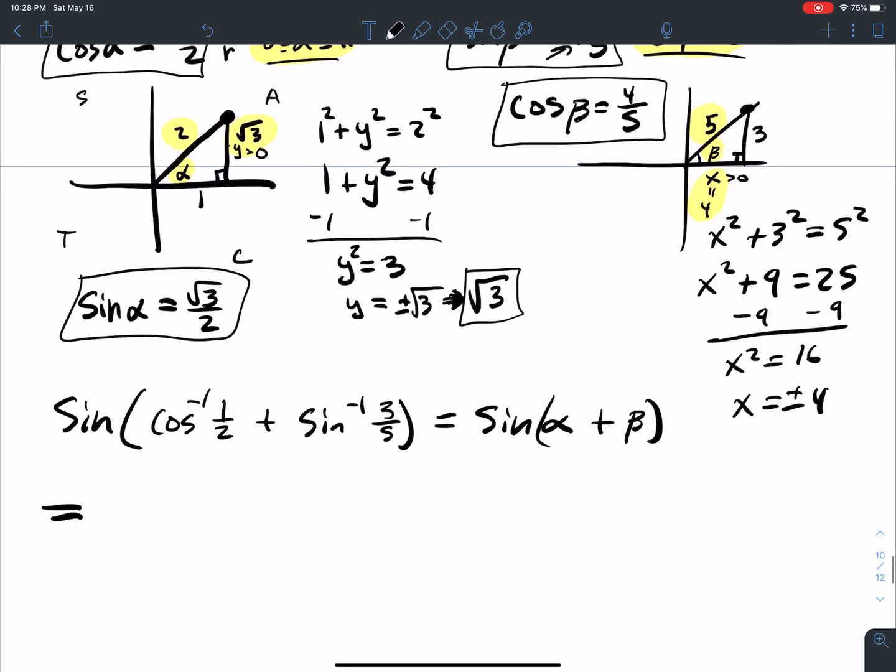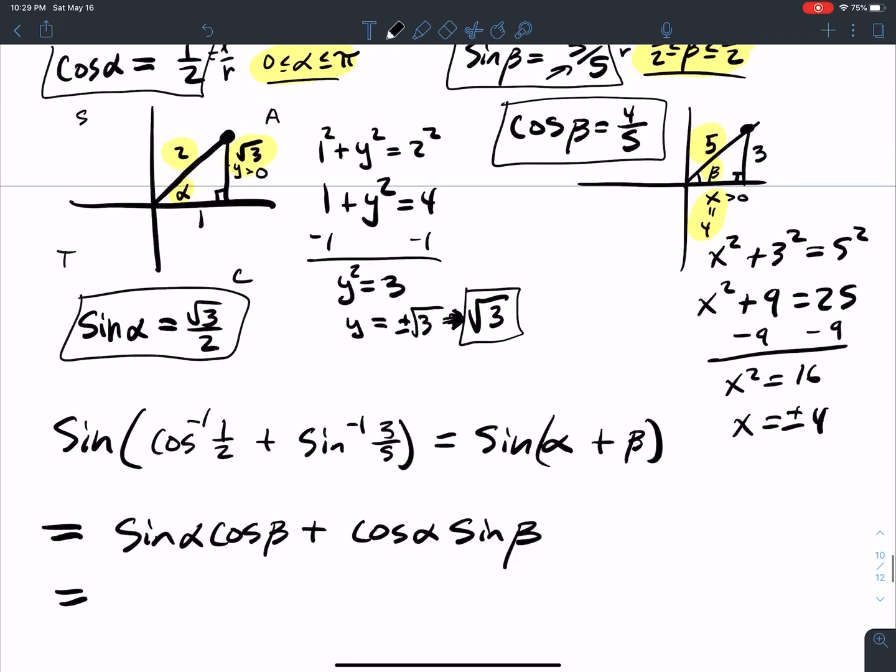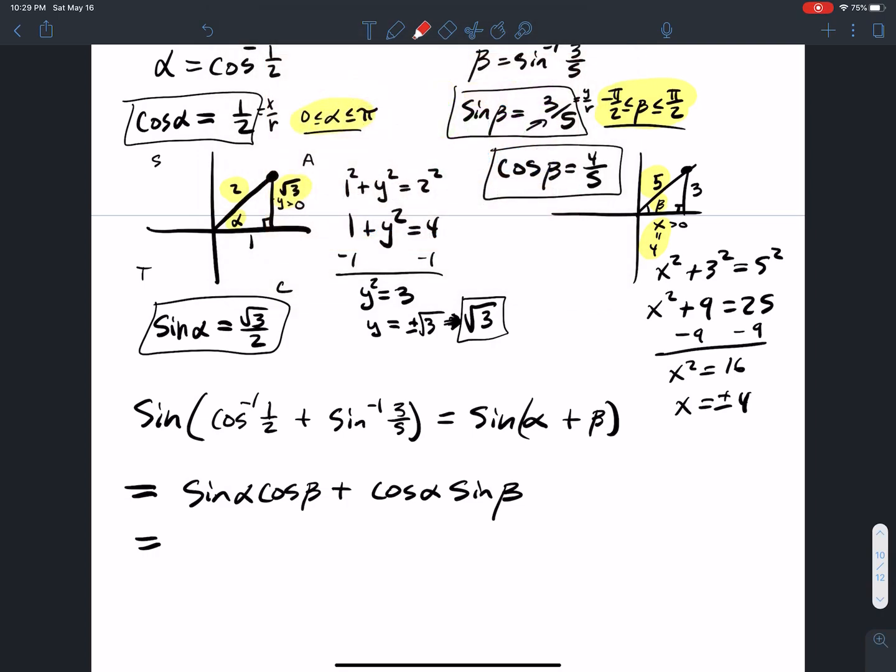So what's the formula say to do? The addition formula tells me sine alpha cosine beta plus cosine alpha sine beta. Okay? So what does this equal? Well, I've got all the pieces right here, don't I? Everything I needed to know right there. So the sine of alpha, square root 3 over 2. Cosine of beta is 4 over 5. Plus the cosine of alpha, which is 1/2, times the sine of beta, which is 3 over 5.